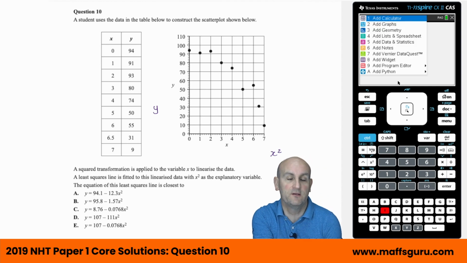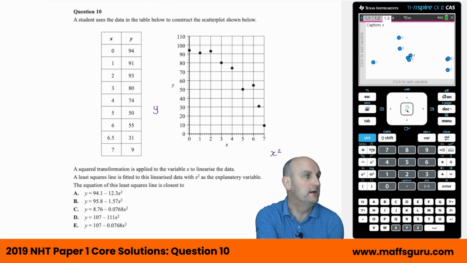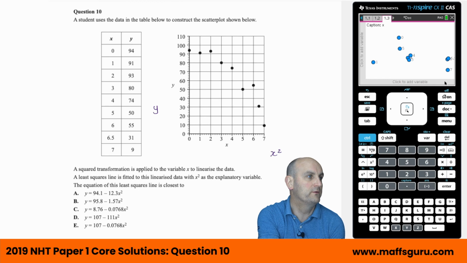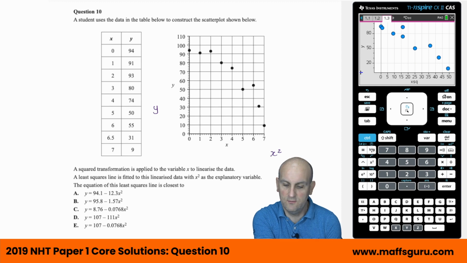If you're using the Casio ClassPad, you have your own ways of doing this, but I'm at a school now that uses the TI Inspire again. Data and statistics, right? You'll notice it says click to add a variable. Well, we're trying to do an x squared against y. So we're going to add x squared, add y, and ka-ching. There we go. That seems to have linearized that data.